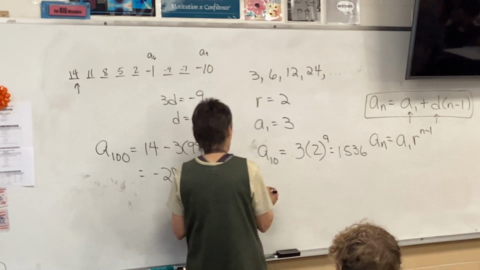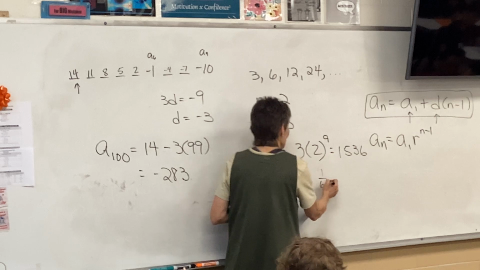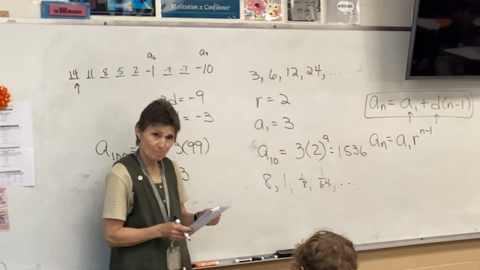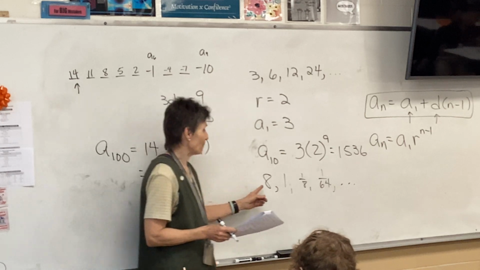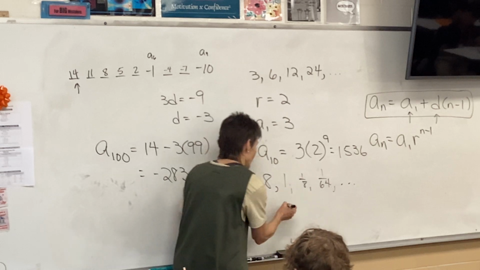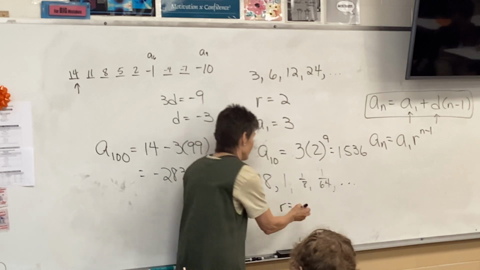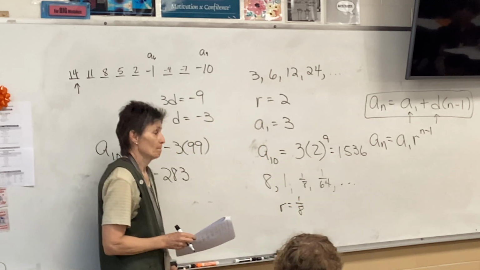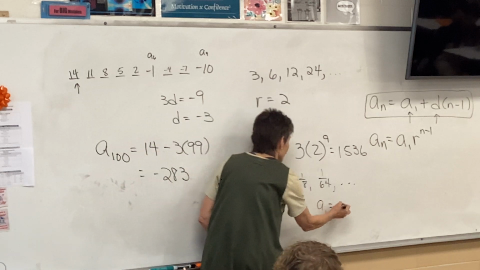All right, how about B? Now the sequence is 8, 1, 1/8, 1/64. Now, even if they didn't tell you it was geometric, would you be able to figure that out? Yeah, because what's happening? What are we doing here? What is our R? We're multiplying by 1/8. Our ratio is 1/8. And our first term is 8.